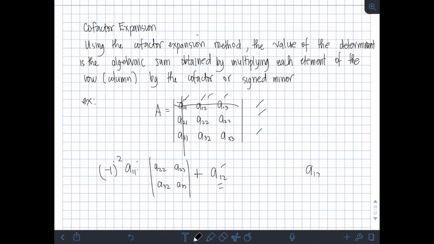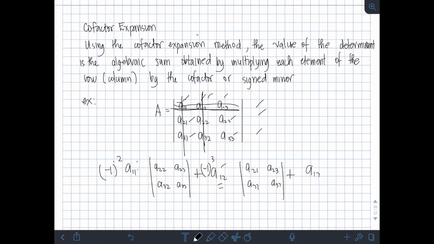Pag hinanap naman natin yung cofactor ng element 1, 2, cross natin yung column niya, tsaka yung row niya, ang natira is A21, A23, A31, A33. So, A21, A23, A31, A33. Determinant. Then, multiply pa natin sa negative 1 raised to, dahil meron tayong element A12, yung row niya is 1, plus yung column niya is 2. So, 1 plus 2 is 3, or negative 1 raised to 3.